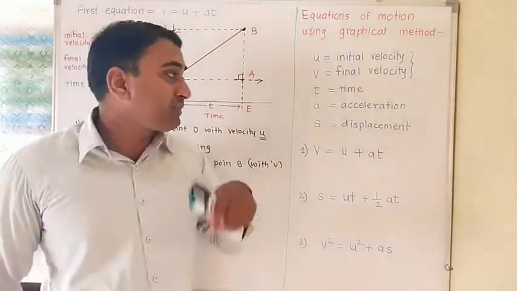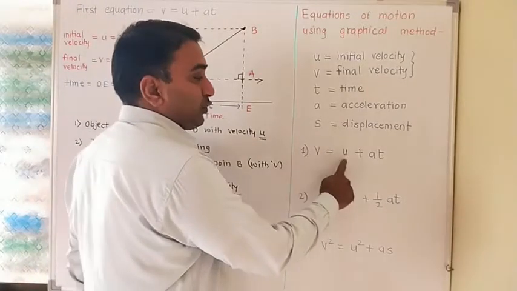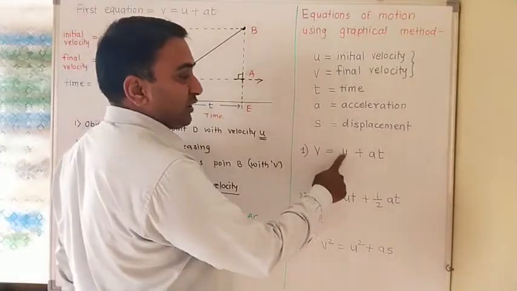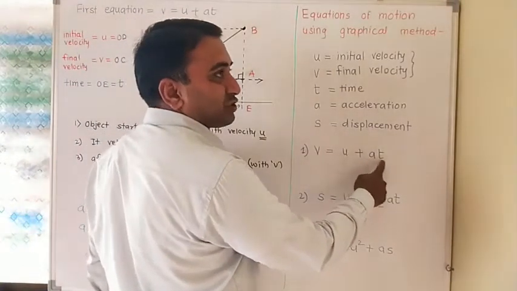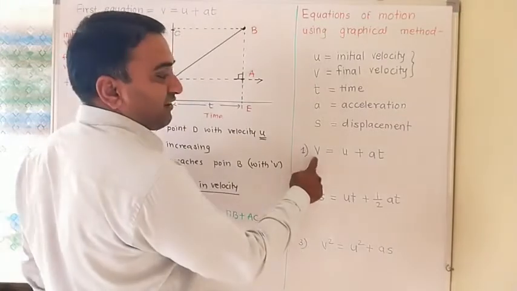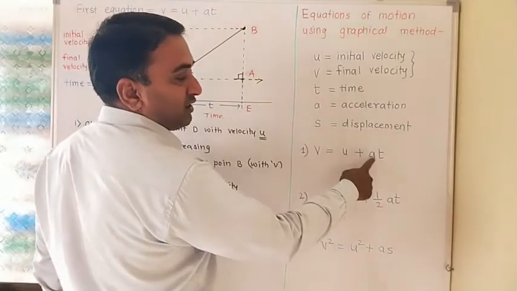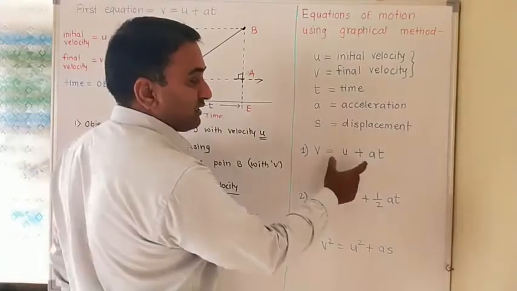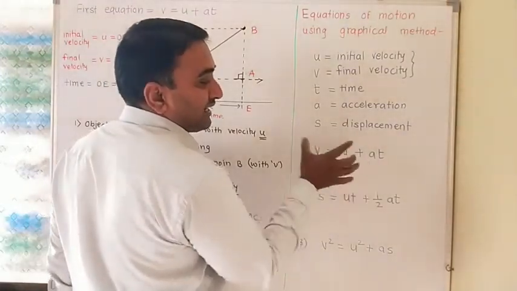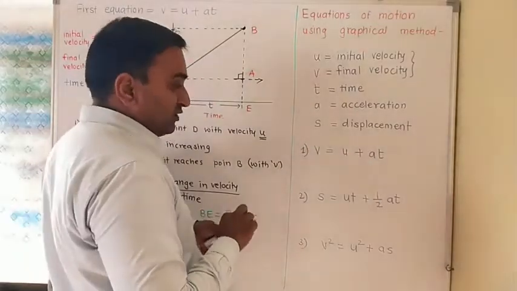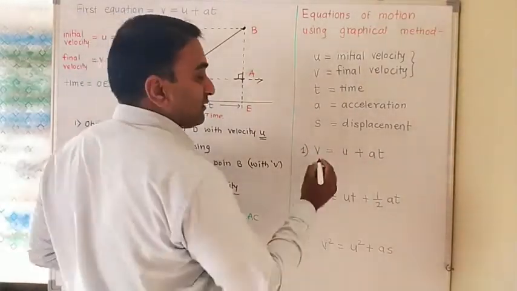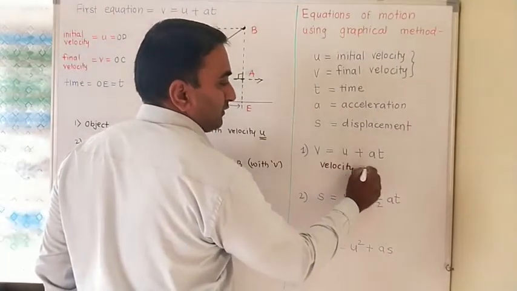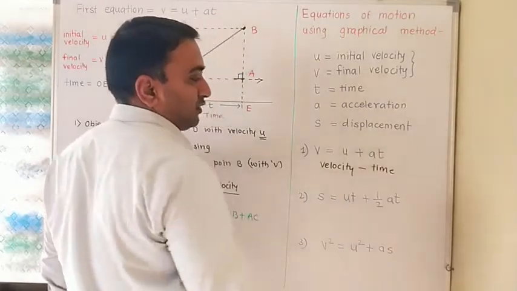Which are they? Number one, v equals u plus at. That means final velocity is equal to initial velocity plus acceleration into time. So this one is a velocity, this is also velocity, a is acceleration, that is the rate of change of velocity, so all three indicate velocity, and t is time. So this equation represents the velocity-time relation.